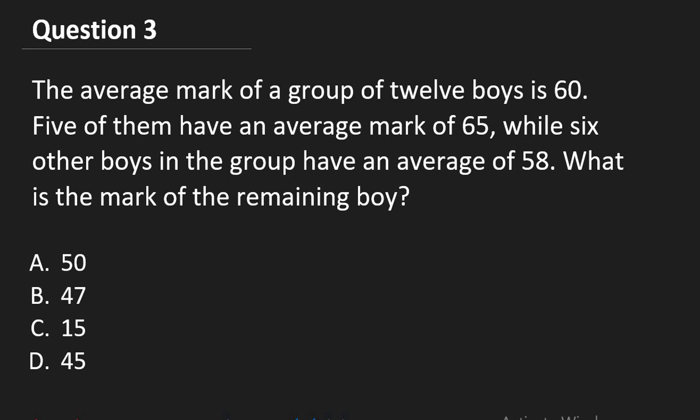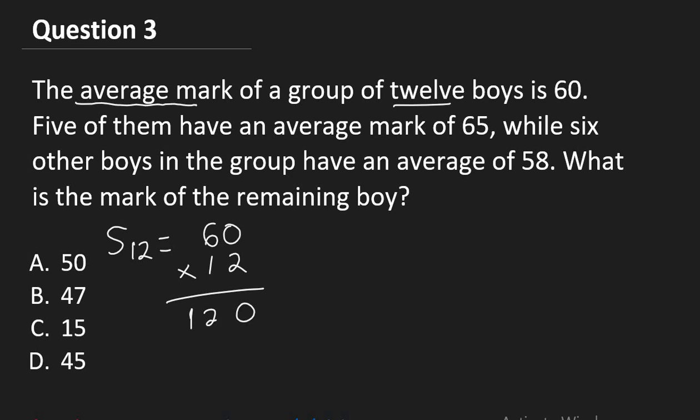Question 3 says, the average mark of a group of 12 boys is 60. 5 of them have an average mark of 65, while 6 other boys in the group have an average of 58. What is the mark of the remaining boy? Okay, so the first sentence, the average mark of this group of 12 boys is 60. Now, I want you to know something. Whenever average is given, find the total or the sum. Since the boys are 12, the sum of 12 will be the total, which is 60 times 12.